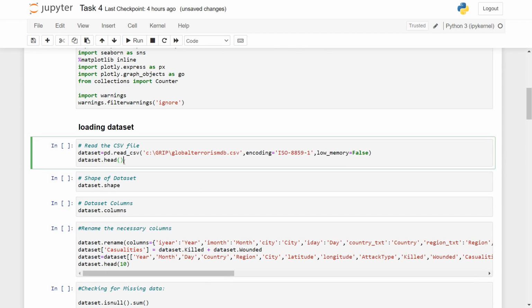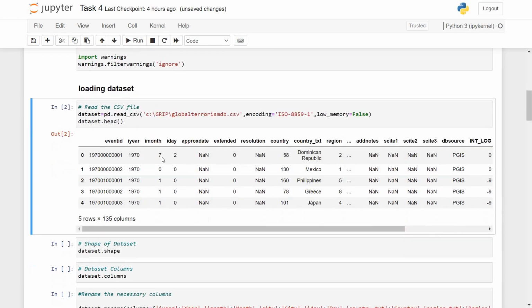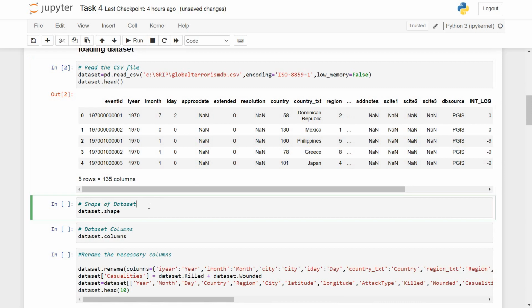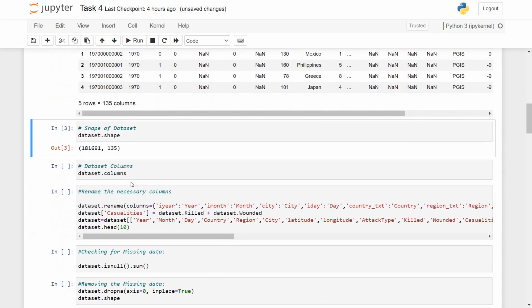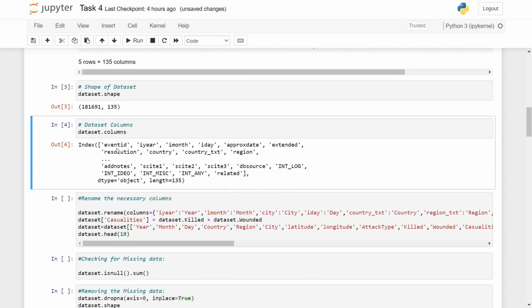First I am going to load the dataset. It's loading. It uses ISO-8859-1 encoding. Yes, the dataset is loaded. Now I am going to see the shape of my dataset. Yes, this is the shape of the dataset, rows and columns. I am going to see the names of the columns. So I just enter this. Yes, these are the column names of my dataset.